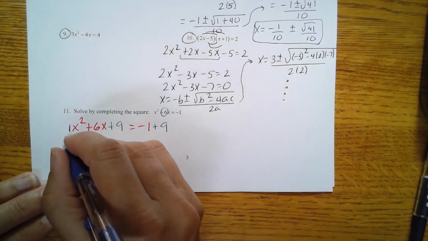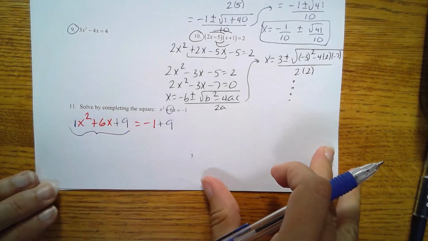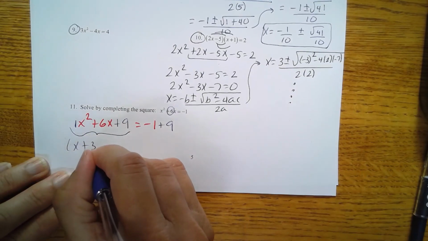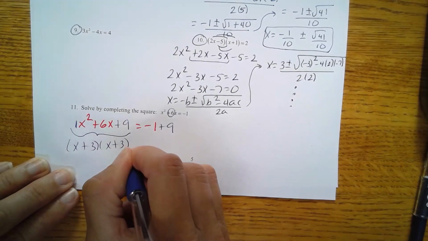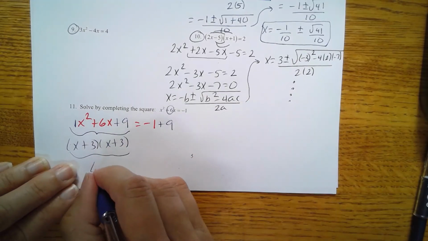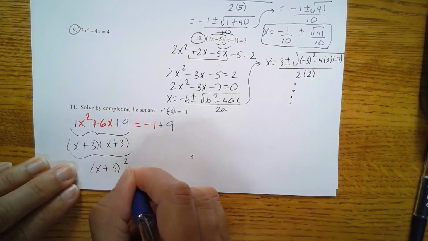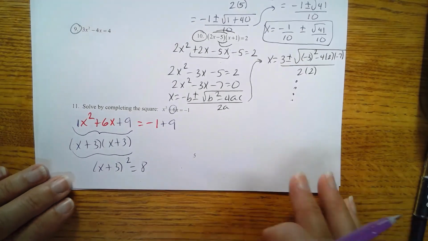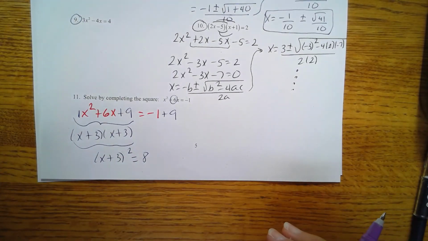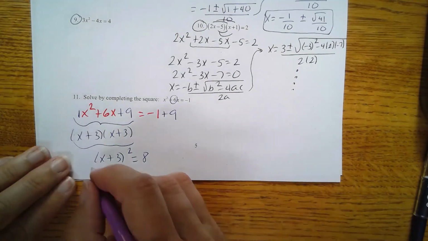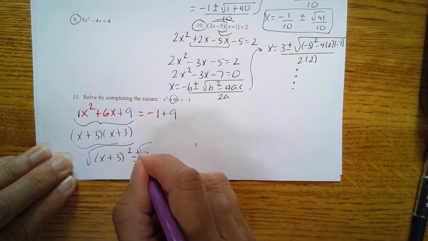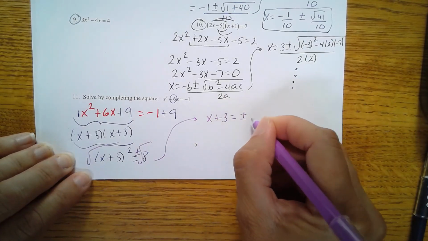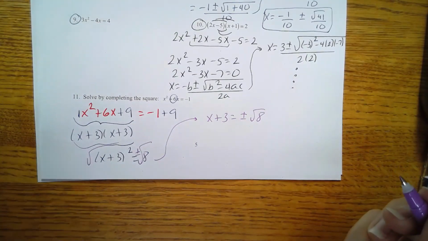Now again, the reason why we do those crazy steps is now this is a perfect square, so we could factor. Factors of 9 that add up to 6 are x plus 3 and x plus 3. So that would just be x plus 3 quantity squared equaling 8. So now we're at the square root property, which says if u squared equals d, we can take the square root of both sides, not forgetting plus or minus. So this is going to be x plus 3 equaling plus or minus the square root of 8.